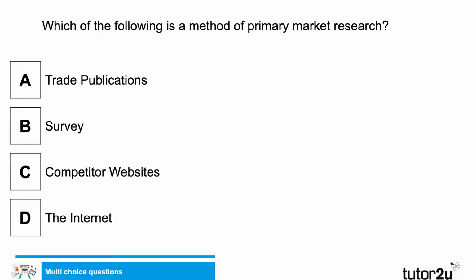Question 1 is on the screen. You've got 4 possible answers. Which of the following is a method of primary market research? A, trade publications, B, survey, C, competitor websites, or D, the internet? One choice, please. Pop it in the chat window, A, B, C, or D, and then we'll have a look at the answer.